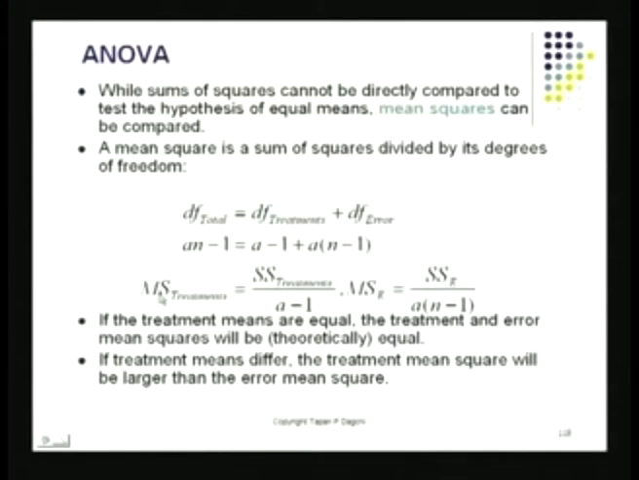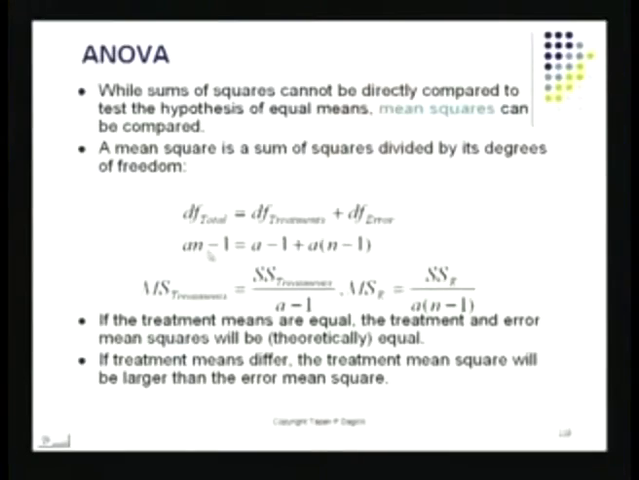So the mean sum of squares due to treatments is going to be sum of squares due to treatment divided by its own degrees of freedom, and the mean sum of squares due to errors is going to be sum of squares due to errors divided by its own degrees of freedom. How did I find the error degrees of freedom? Well, I've got this total degrees of freedom. Now the total number of data points we had was a times n.